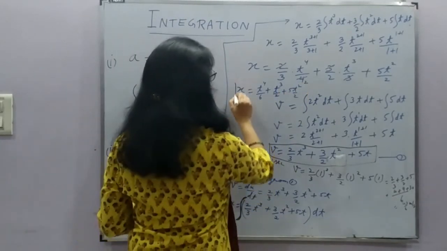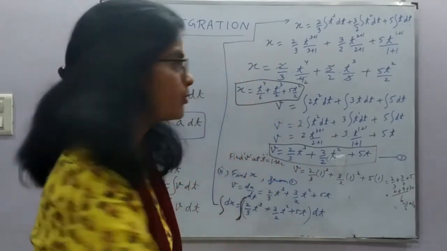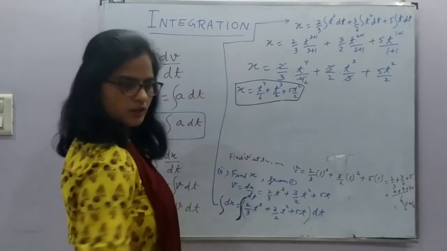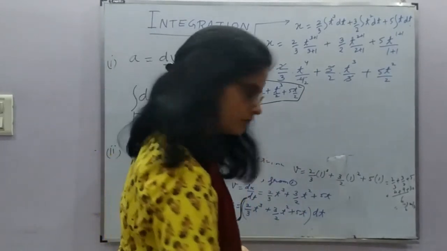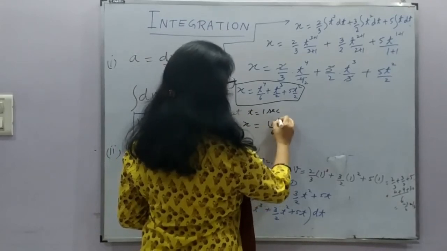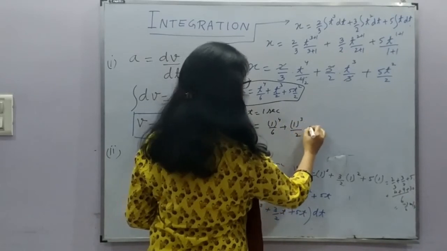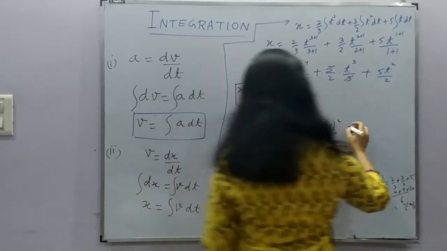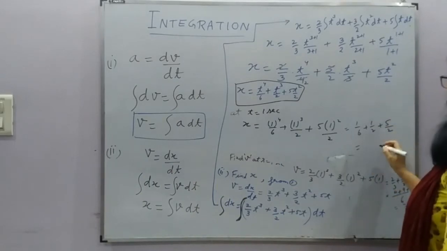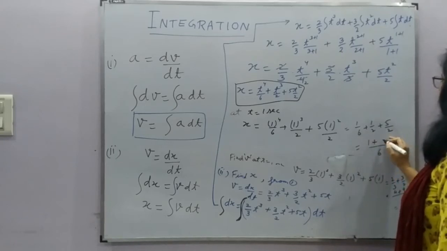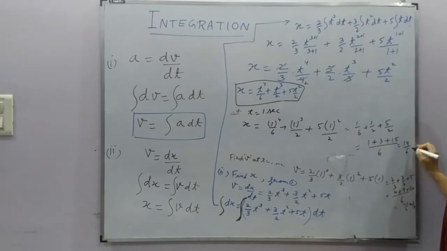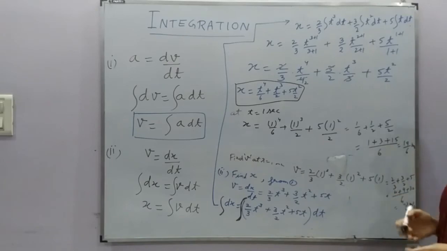So this gives us the expression for the displacement. Now if I want to find the value of displacement at time t is equal to 1 second, if I want to find x, so this will be 1 upon 6 plus 1 upon 2 plus 5 upon 2. So we can calculate the x from here. So this will be 6, this is 1 plus 3 plus 15, that is 19 by 6 meters.